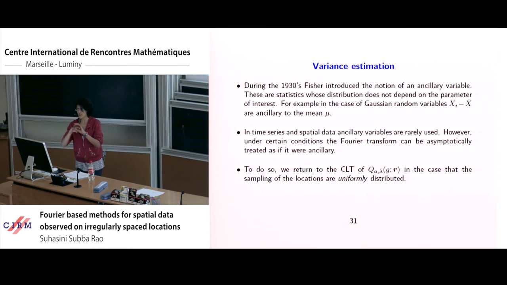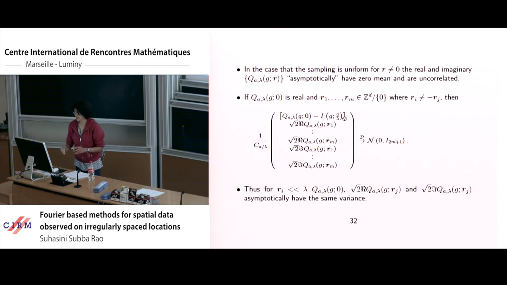And so basically, this is a set of statistics whose distribution does not depend upon the parameter of interest. For example, in the Gaussian case, you're trying to estimate the mean mu, so you could look at the centralized statistic, which is xi minus x bar. The distribution of this doesn't depend on the mean mu. So this is the idea of ancillary.